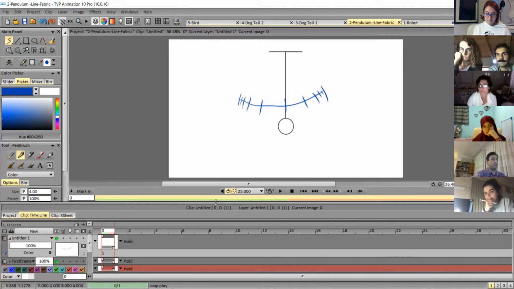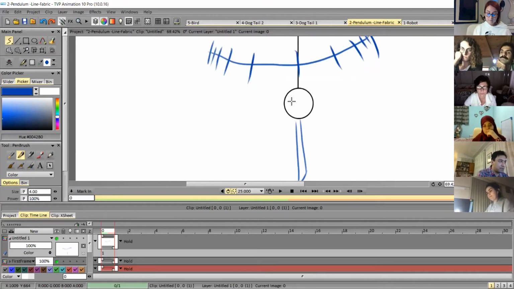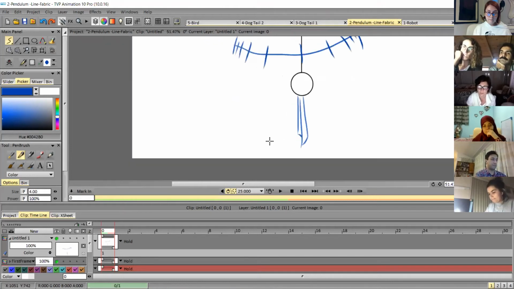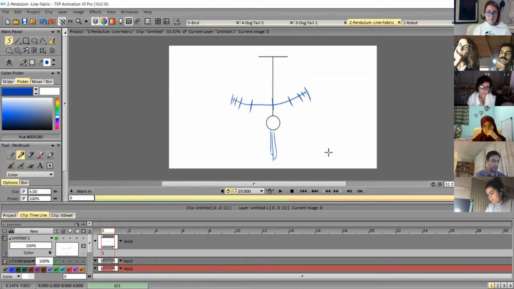Now let's attach a fabric to this, something like this. Okay, let's attach a fabric to our pendulum. Şimdi buna bir kumaş eklersek ucuna. This is a very classic example. Bu çok klasik bir örnektir.